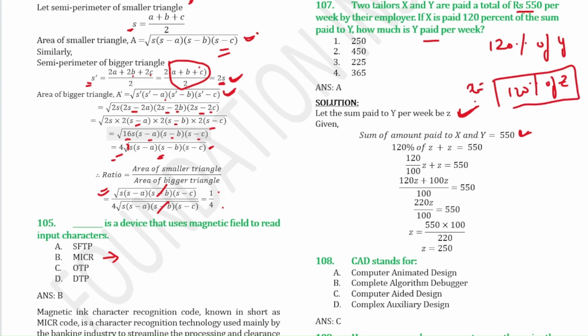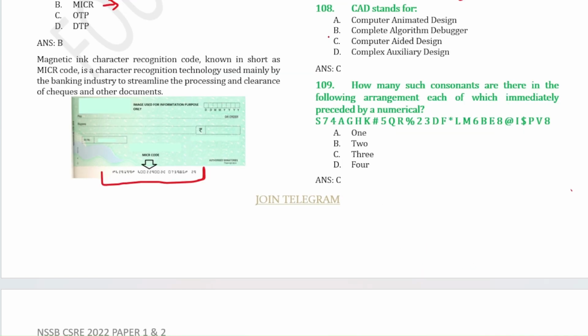So this is the value of X. So sum of this means X plus Y. So X is 120% of Z, and for Y we're considering Z. So 120% of Z plus Z, you substitute the values, okay? Percent, you can write it as 120 by 100, right? Now taking the LCM, you can solve step by step, and then you will get the answer as 250. So the amount that Y is being received per week is 250. Next question. CAD stands for, so it stands for computer aided design.